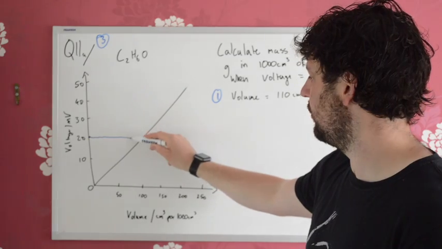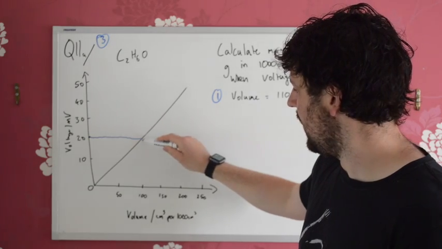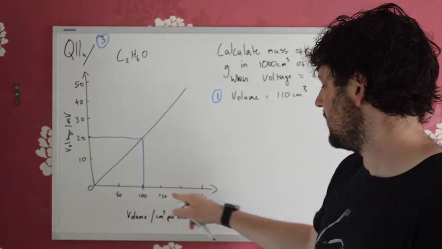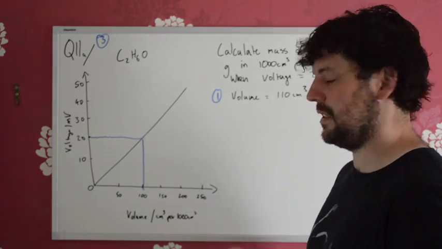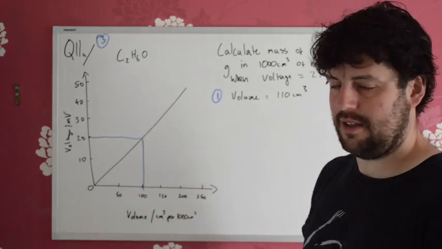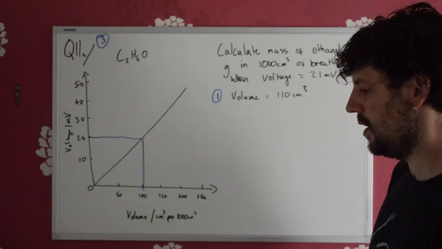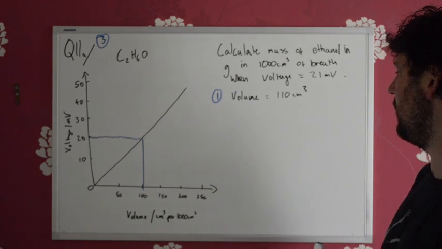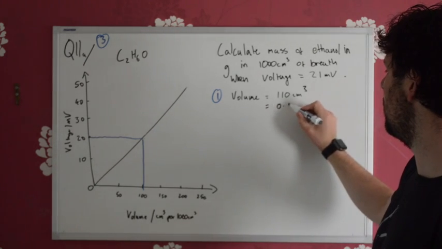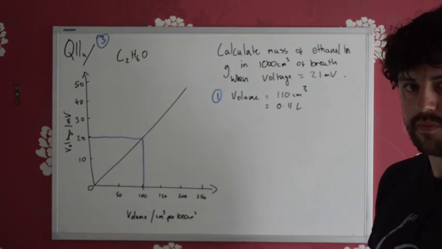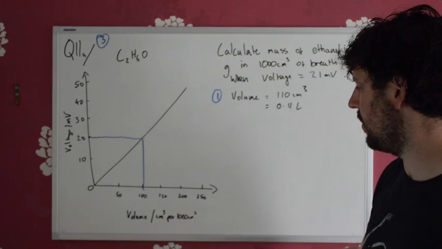Then you read across, try and draw a straight line, and you look at where that line intersects the line, and then you read down to the x-axis to find the volume in centimeters cubed per 1,000 centimeters cubed. And that is actually 110 centimeters cubed. So that's your first mark there, figuring out the volume. That volume is also equal to 0.11 litres.